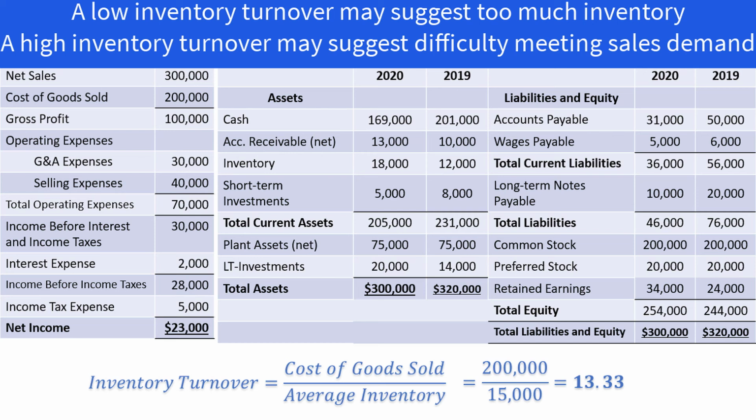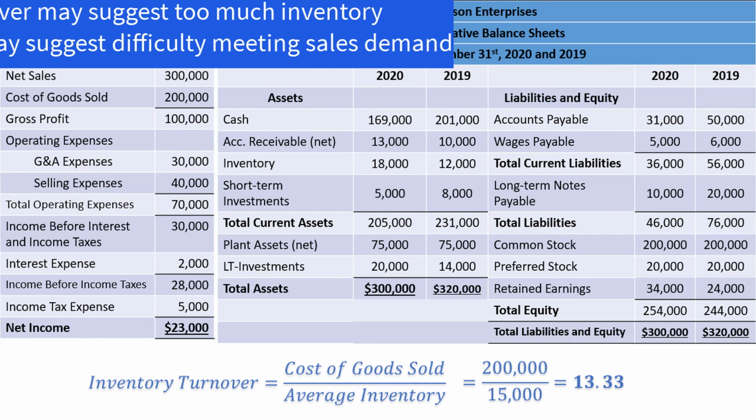Also, a ratio that is too high might suggest that inventory is too low, which might cause lost sales to customers if inventory is not available to order. Generally, a high ratio is preferable, as long as the inventory is available to meet customer demand.